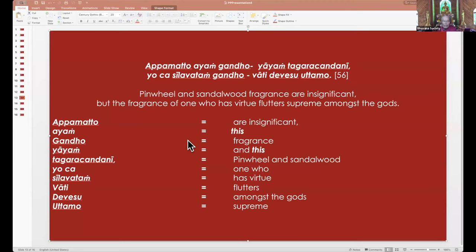Appamatto means insignificant. There is no word here in Pali for "is". In Pali, when we say appamatto, the verb is implied. That's the beauty of Pali, but in English, we simply say insignificant.